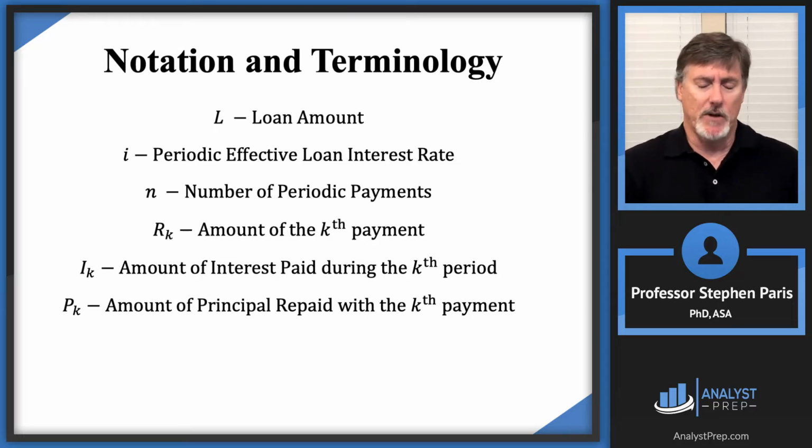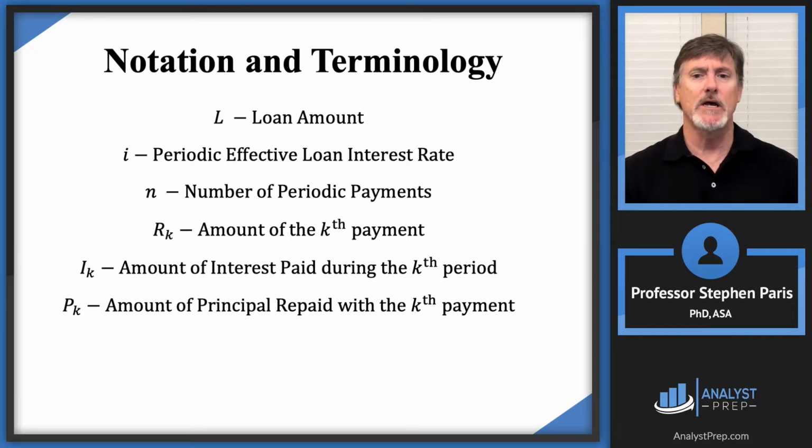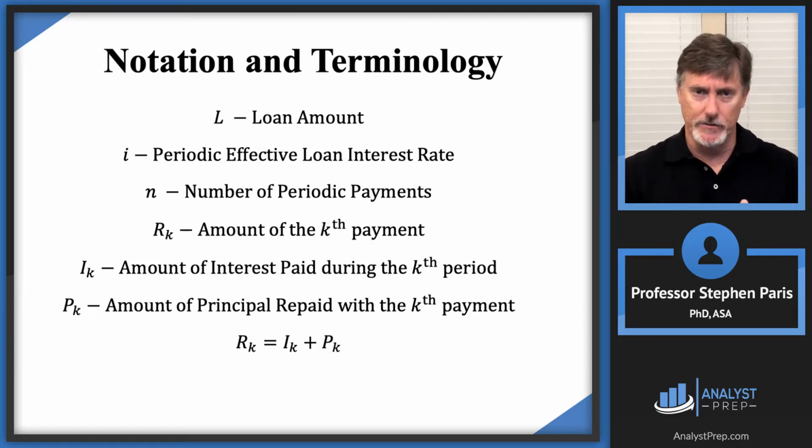So when we look at a particular payment, part of that payment is going towards paying interest on the loan. We're being charged interest on the loan. So part of that payment is being used to pay the interest on the loan. The rest of it is used to pay back the amount that we borrowed. So there's this basic relationship between these last three symbols: the amount of the payment is equal to the amount of interest that we're paying during that period, plus the amount of principal that we're repaying with that particular payment. That's a relationship that we'll use quite a bit.